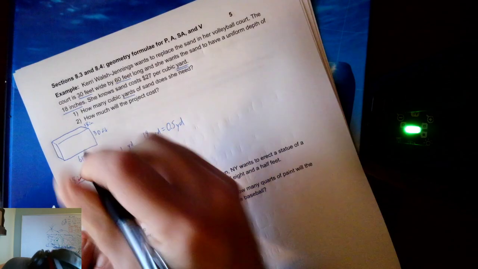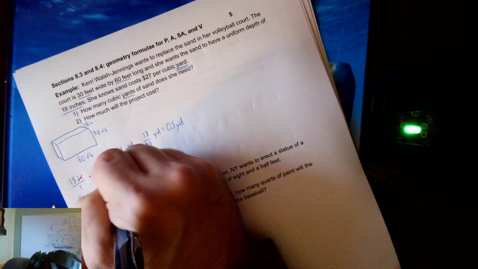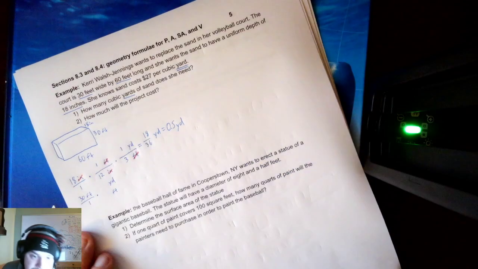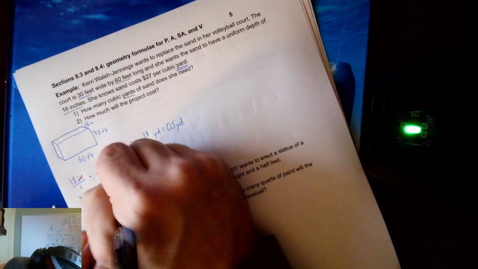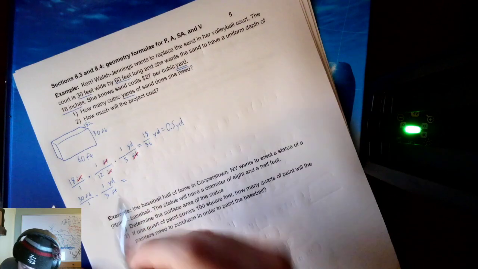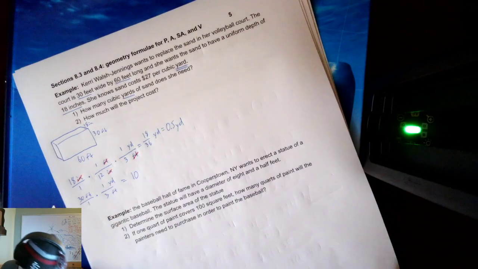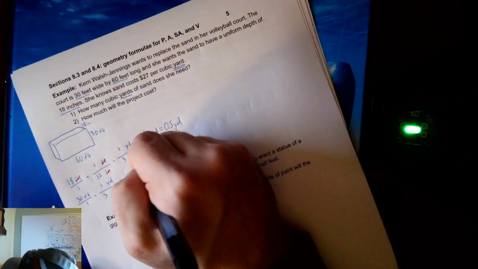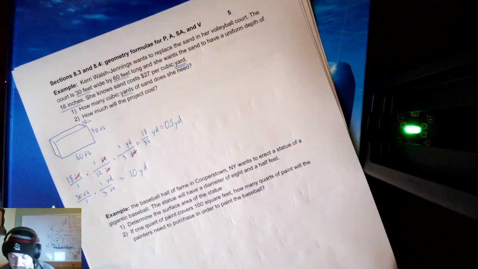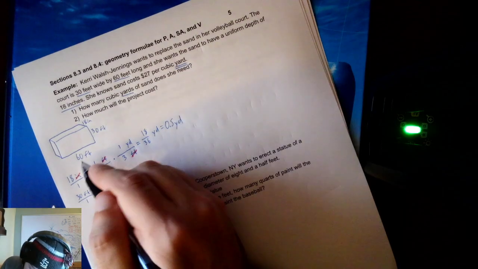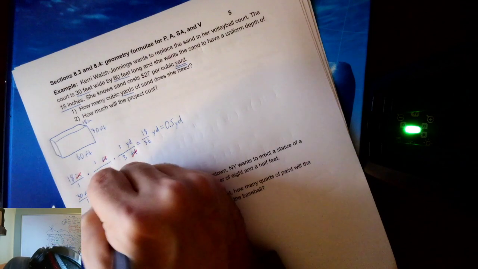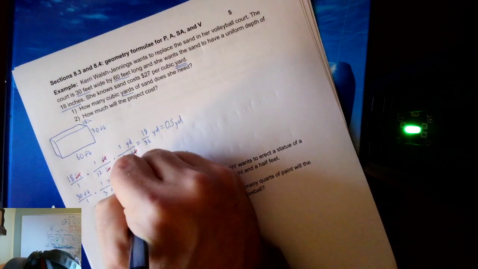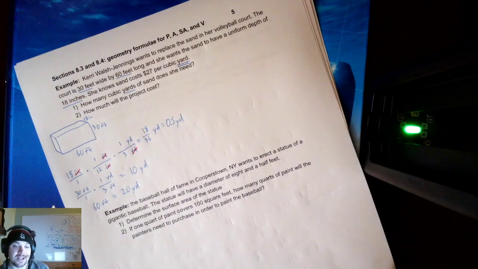Over 1 times, I want to cancel feet and be left with yards. Well, once again, there's 1 yard to 3 feet. We'll get 30 over 3, which is 10, right? 30 divided by 3 is 10 yards. 30 feet is 10 yards. 60 feet is twice that, right? 60 feet is twice as long. So if you do the same work, you'll see that 60 feet is 20 yards, right?